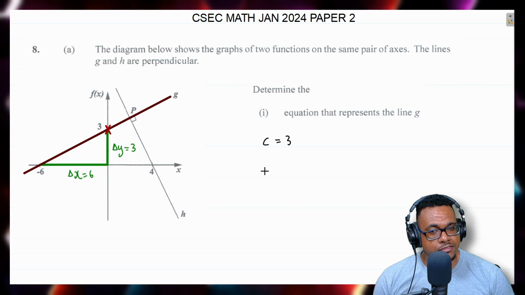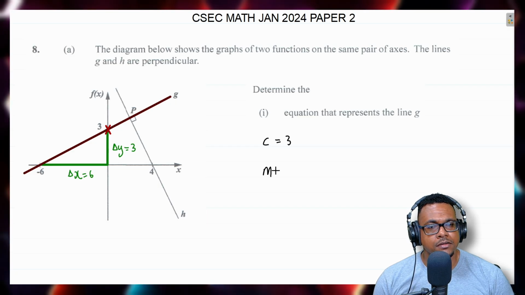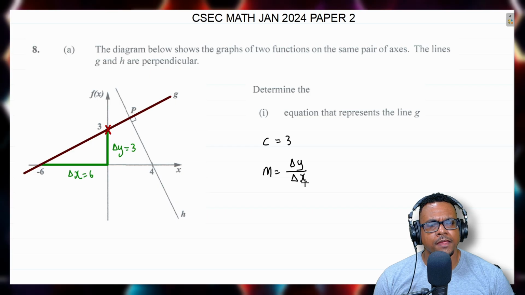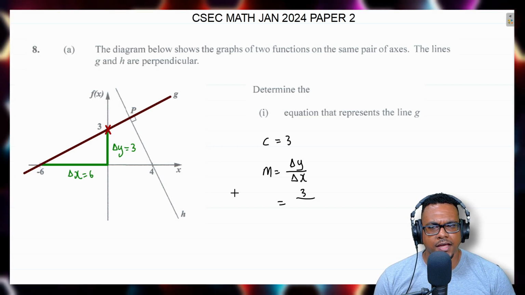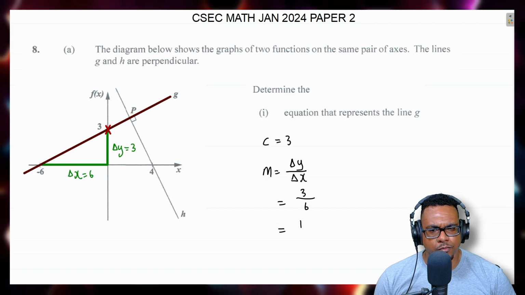So now my gradient, and the symbol for the gradient is m, would be the change in y over the change in x. And my change in y is 3. And my change in x is 6. Therefore, my gradient is equal to 1/2.